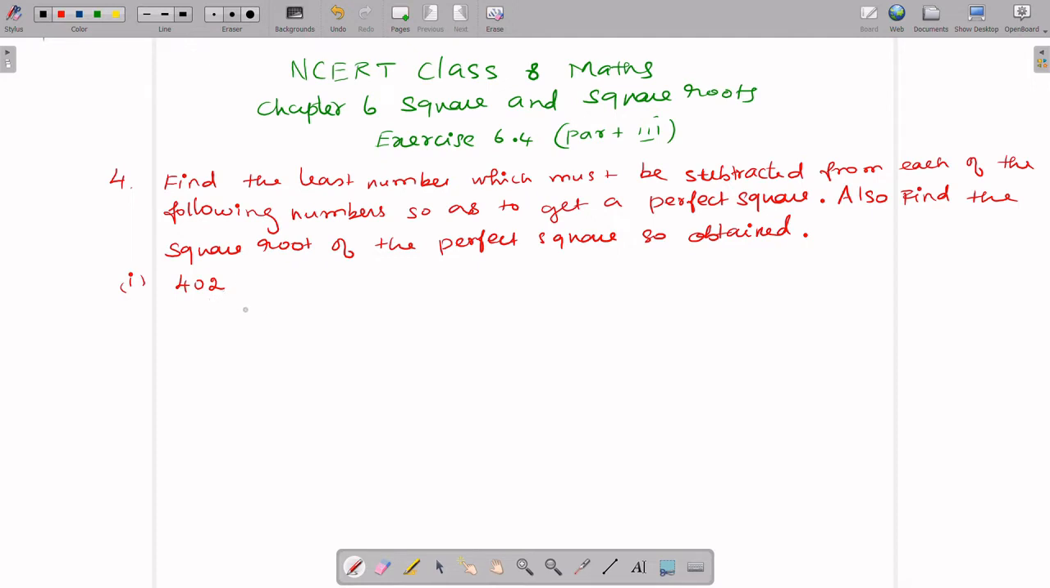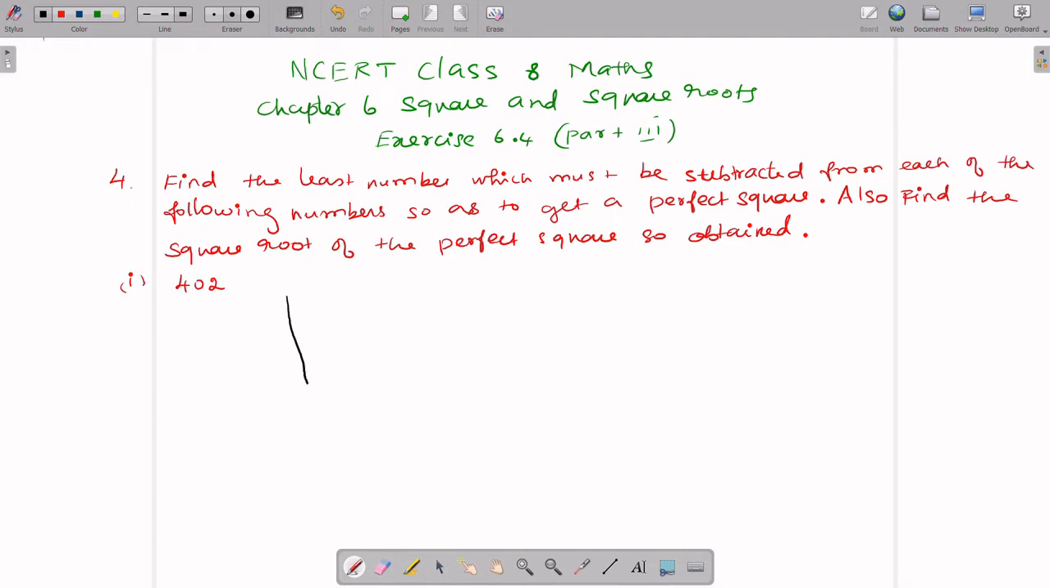Now we will start the problem using the long division method. We find the square root of the number, and when doing long division, if you get a remainder, that remainder is the least number that must be subtracted from the given number. Using that idea, we find the least number, the new perfect square, and then its square root also. Now we consider this using the long division method.